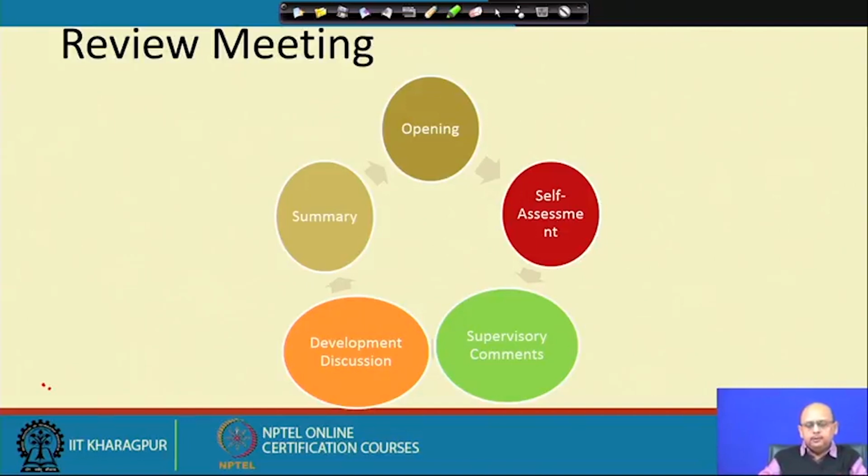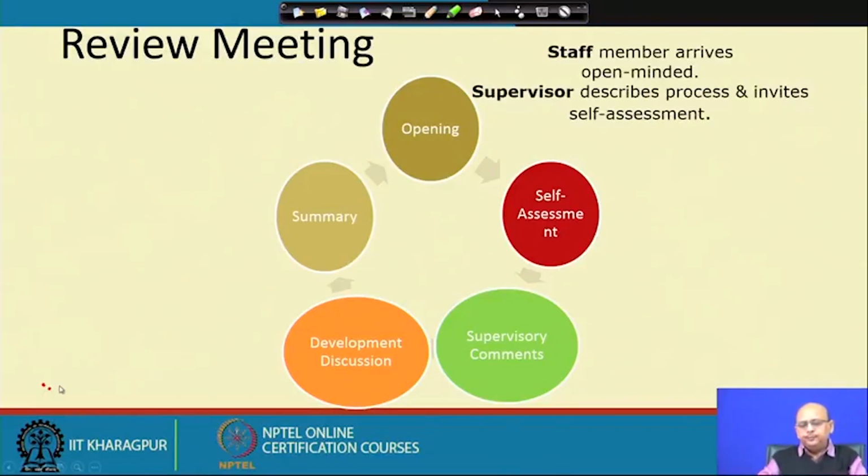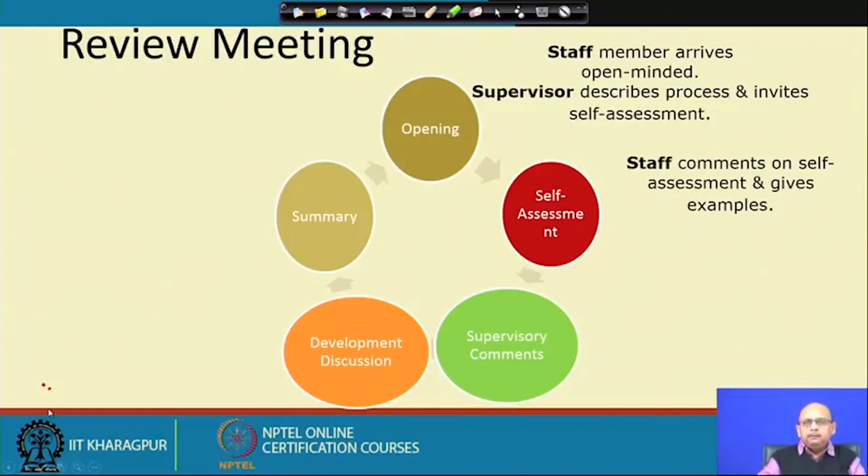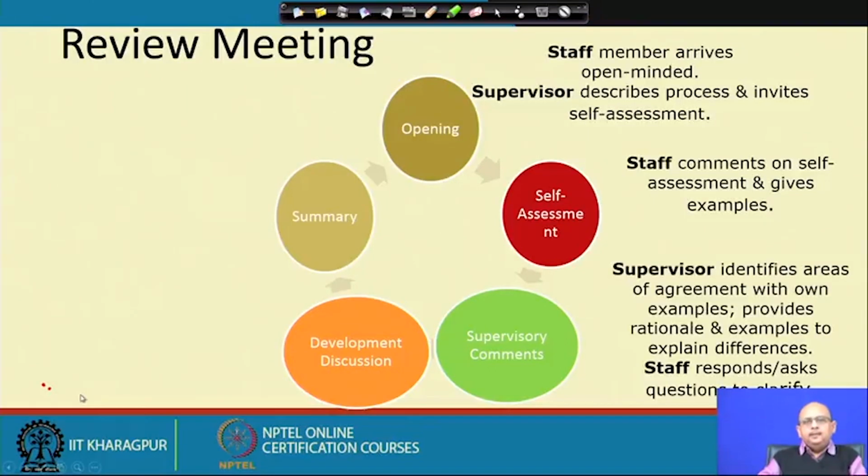We have been talking about it. You start with the opening, as I told you. He arrives with an open mind, you welcome him, describe the process, and ask for his assessment. Then he comments upon his assessment and gives examples; that is the second stage. Then the supervisor identifies areas for agreement with examples, provides rationale and examples, and also looks into the differences he has with the staff member.